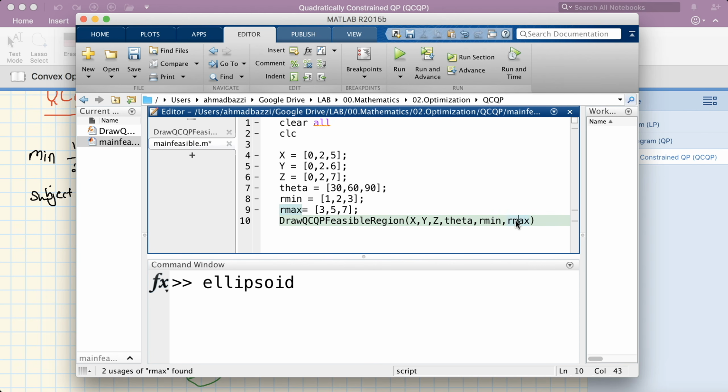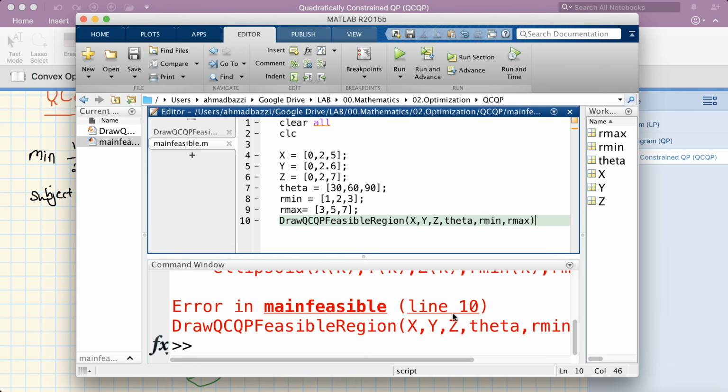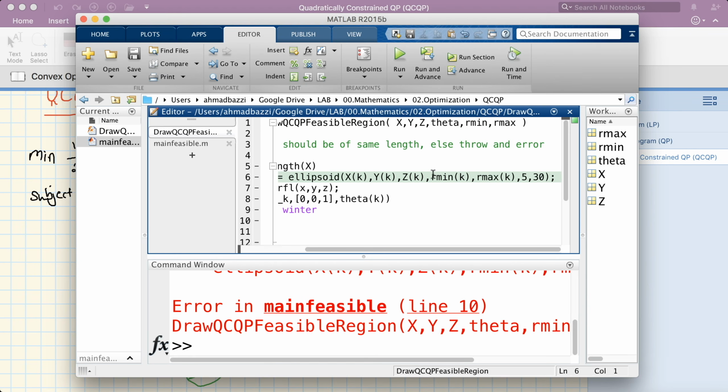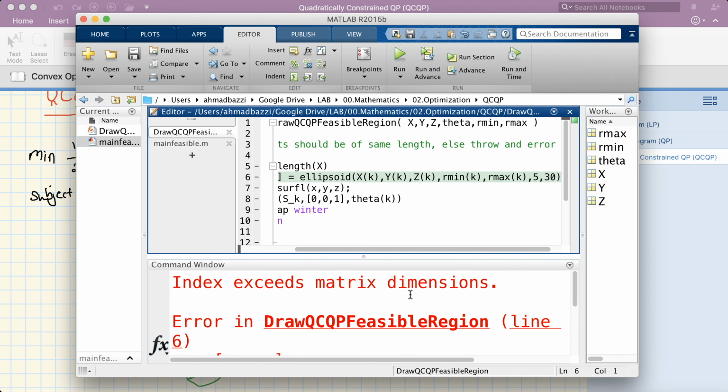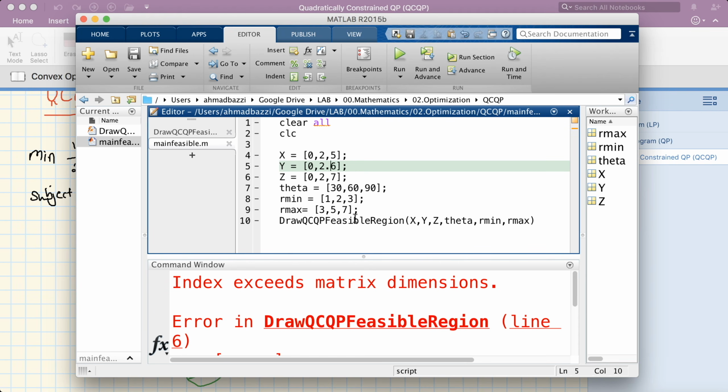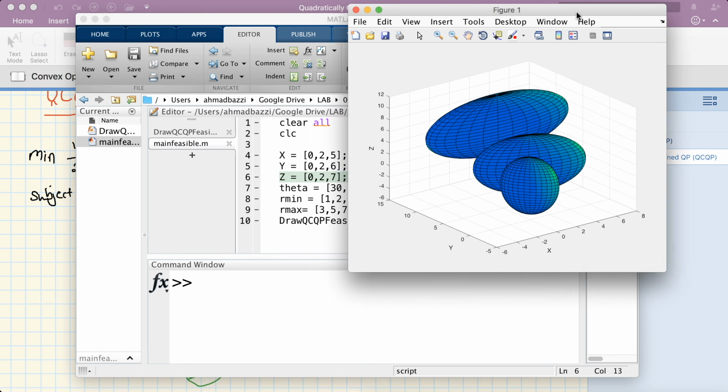So draw. Rmax is defined here, min is here, theta is here, z, y, and x. Okay, let's run. We've got an error. What is the error? The error is at line 6, and it's saying index exceeds matrix dimensions. So this is a point, this should be a comma. Sorry about that. Run again. And there you have it.